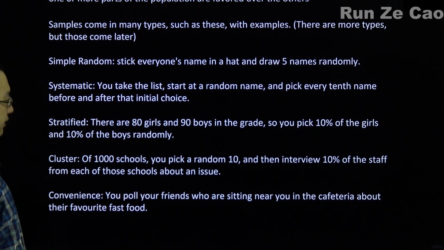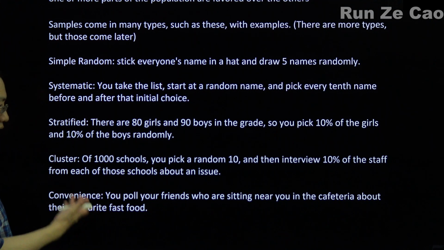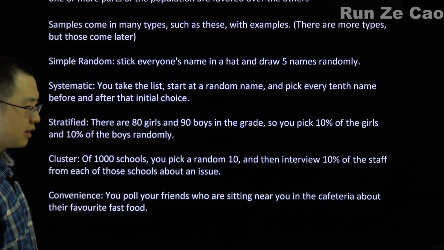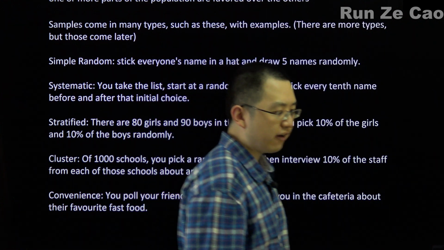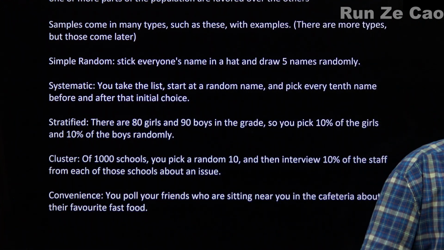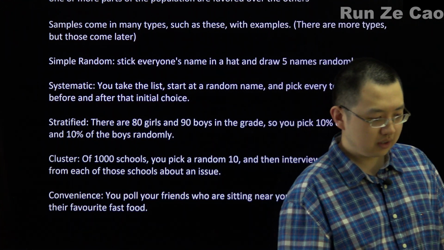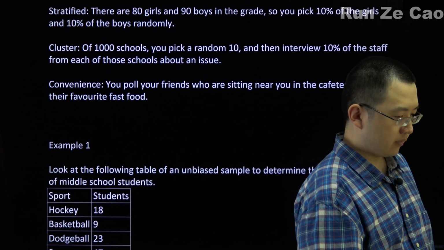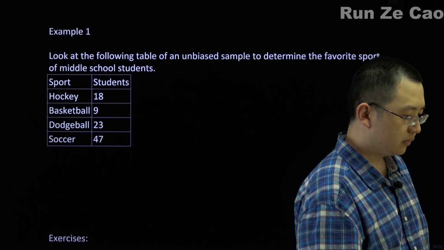A cluster random sample, let's say you have 1,000 schools and you pick a random 10 and you interview 10% of the staff from each of those schools about some issue or other, such as a change in the curriculum. Convenience we discussed already.